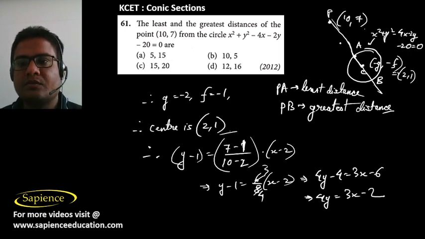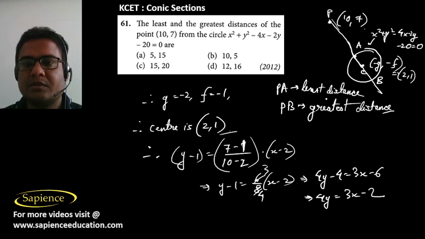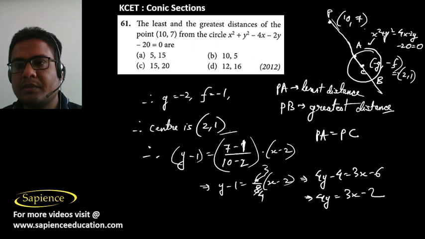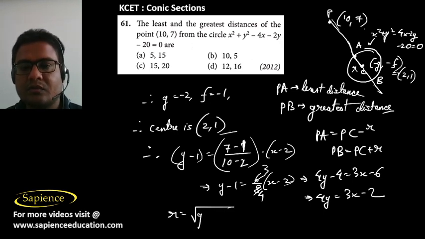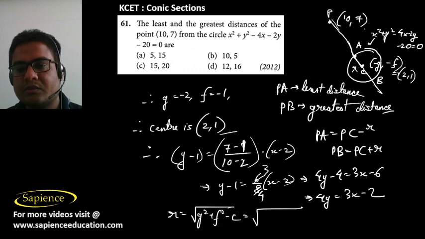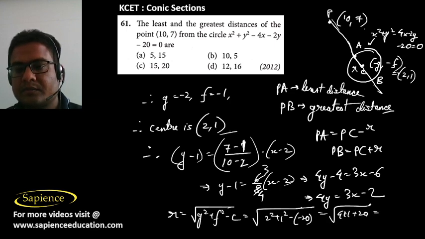Okay, so therefore the greatest distance is this PC. PA length will be PC minus the radius, and PB length will be PC plus the radius. Here the radius we can find, that will be square root of g square plus f square minus c. So this will be square root of 2 square plus 1 square minus of minus 20. This will be square root of 4 plus 1 plus 20, that is 25, which is 5. R is 5.